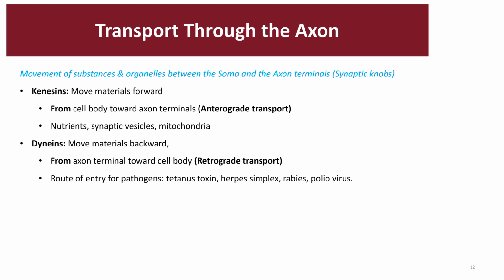There's also a series of proteins that are used to do this. These motor proteins are called kinesins that move materials forward, and dyneins that move materials backwards. So for example, nutrients, synaptic vesicles, and mitochondria compartments could be moved via anterograde transport going down, whereas the route of certain kinds of pathogens like tetanus toxin and herpes simplex virus causing the shingles can go retrograde from the terminal back up to the cell body.